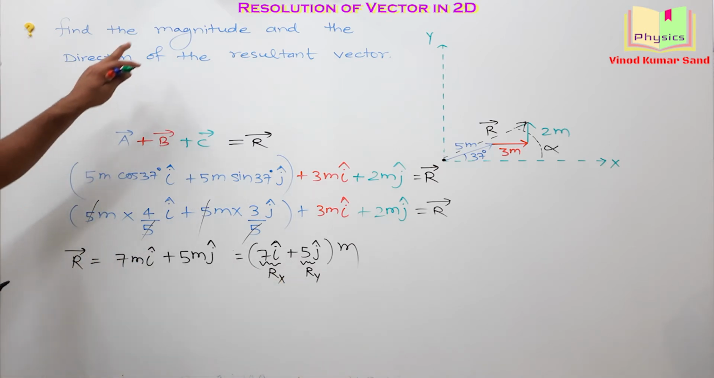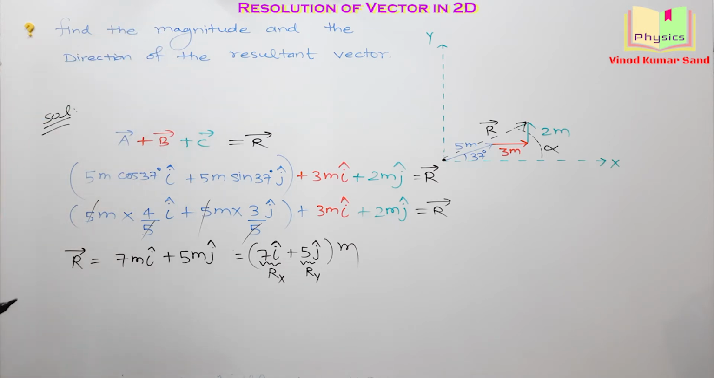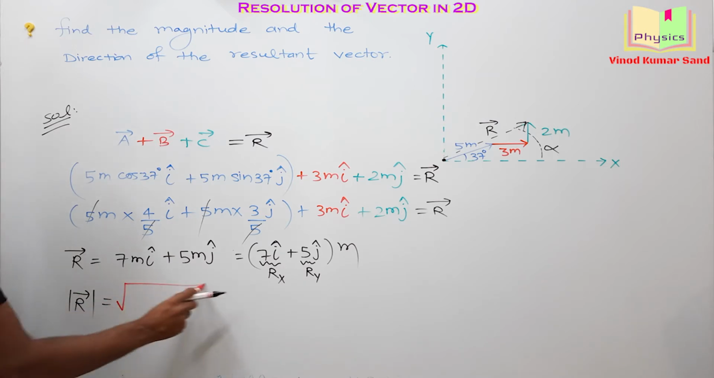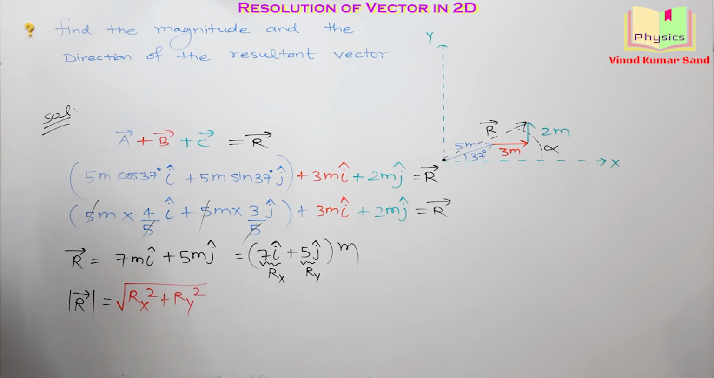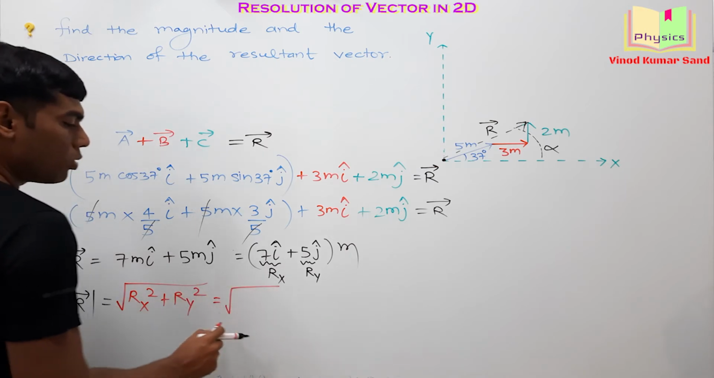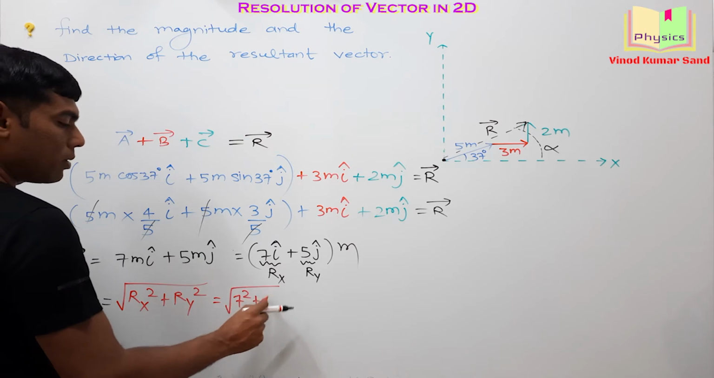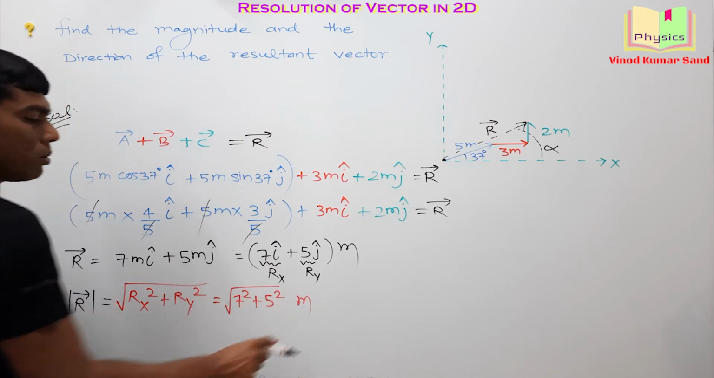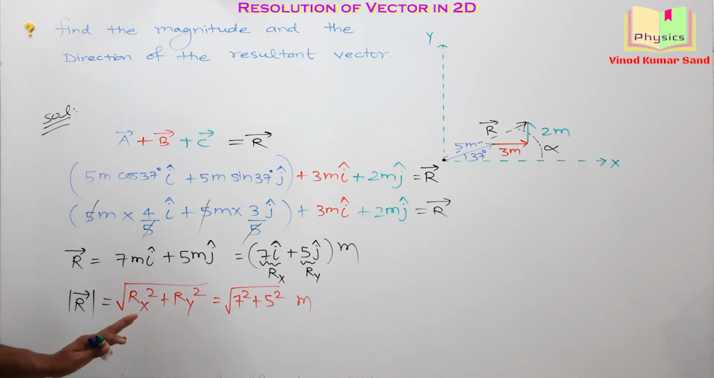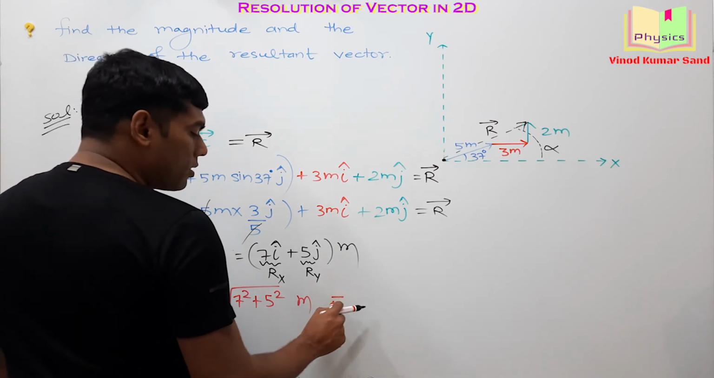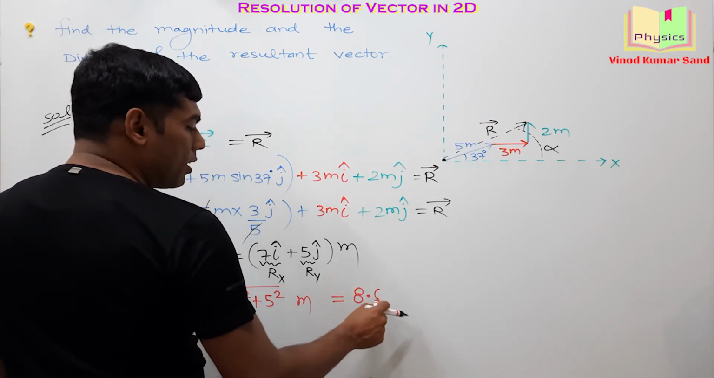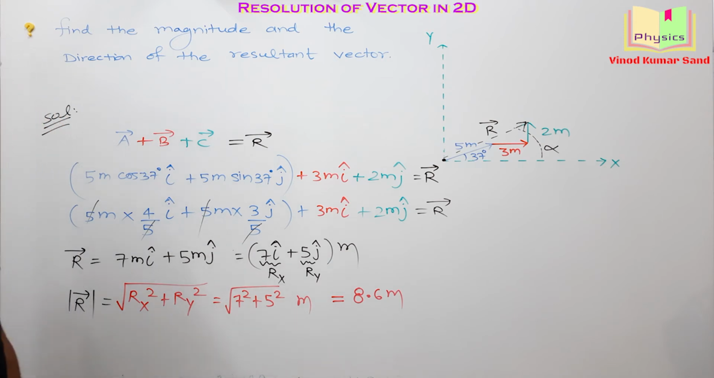Now the question is asking us the magnitude of the resultant vector. Magnitude of the resultant vector means mod of R vector, root of Rx square plus Ry square. Both are available here. Root of 7 square plus 5 square, and the unit will be meter. Getting it? You can simplify this. It will come out to be 8.6 meter.